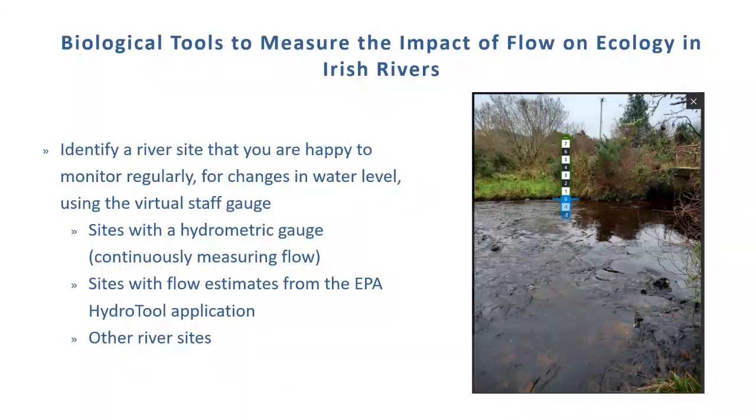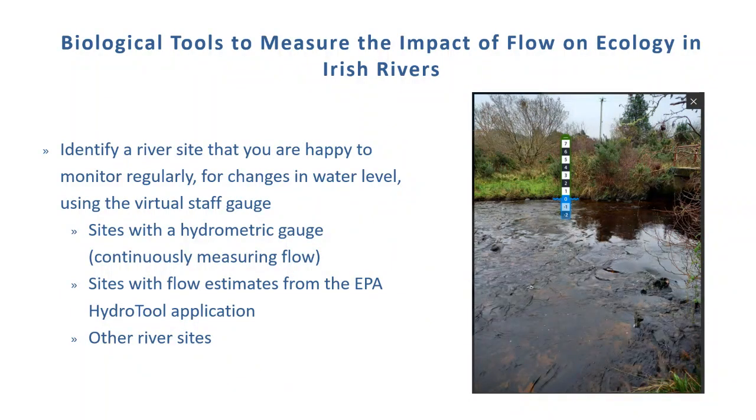Now, as I said already, there's a limited number of sites that have hydrometric gauges, so it's quite possible, or probably very likely, that the site that you choose to monitor won't have a working hydrometric gauge close by. But there are other sites, and a lot more of these, that have flow estimates from the EPA HydroTool application. So that would be, I suppose, sites the second rung on that hierarchy. If you can find a site that has a flow estimate with the HydroTool application, that would be very useful as well.